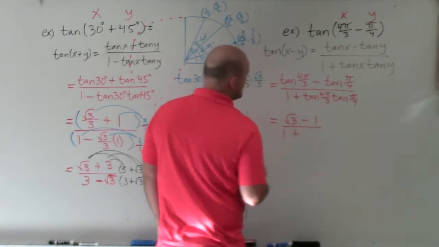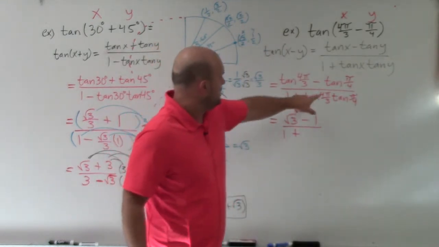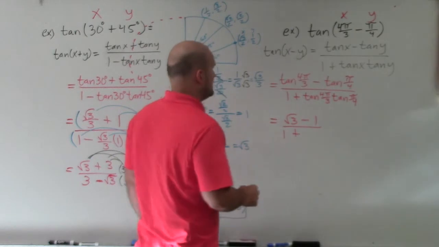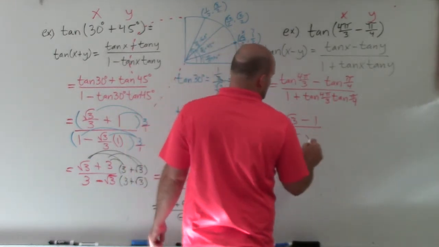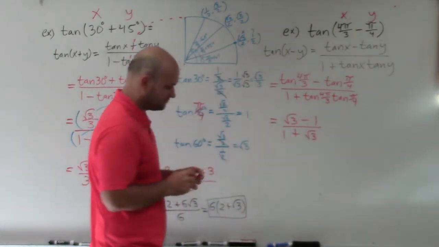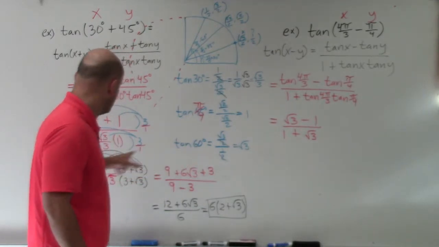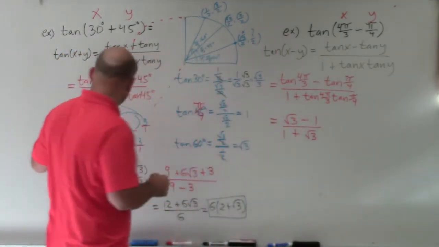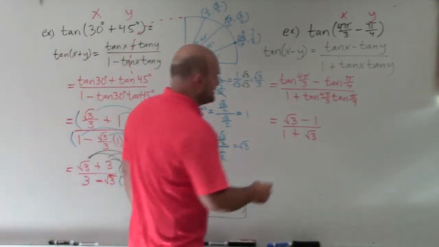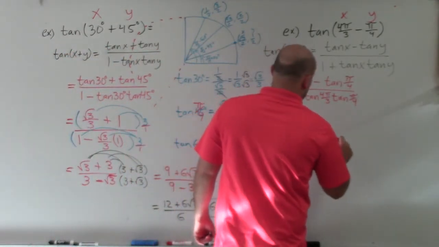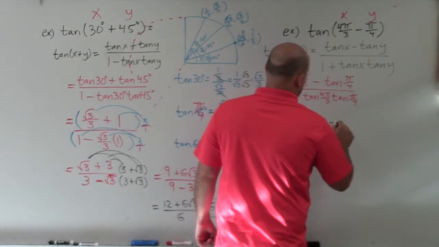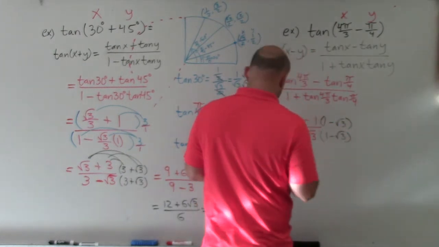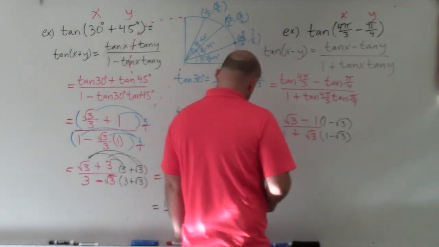1 plus the square root of 3 times 1, which is just the square root of 3. Then what we can do, just like we did before, is multiply by the conjugate. Luckily, I don't need to multiply by 3 on both sides. I can just multiply by the conjugate here, 1 minus the square root of 3, on top and bottom.